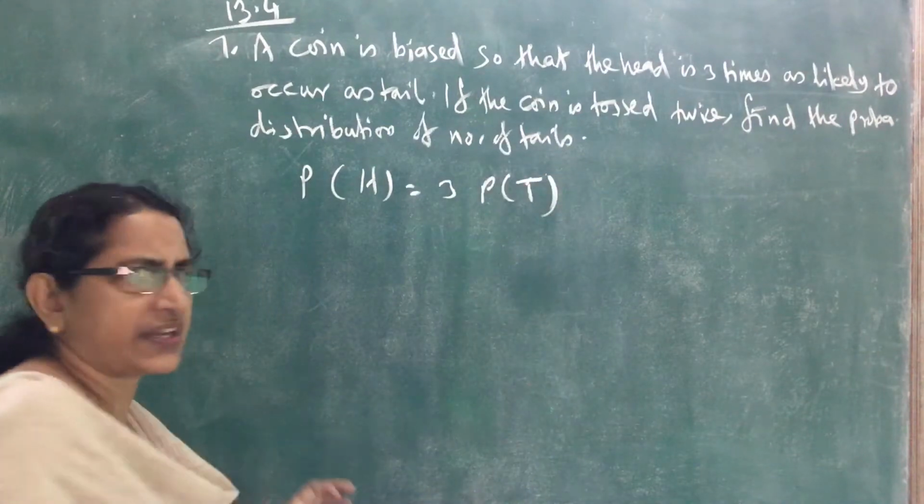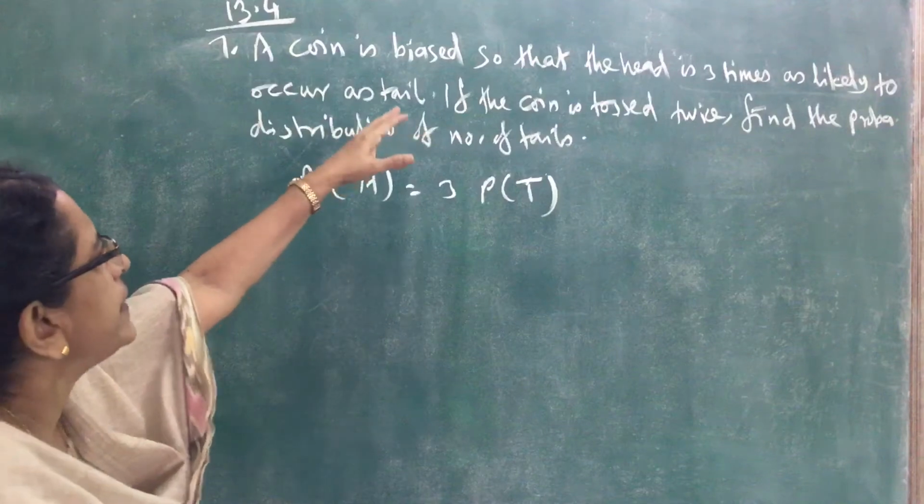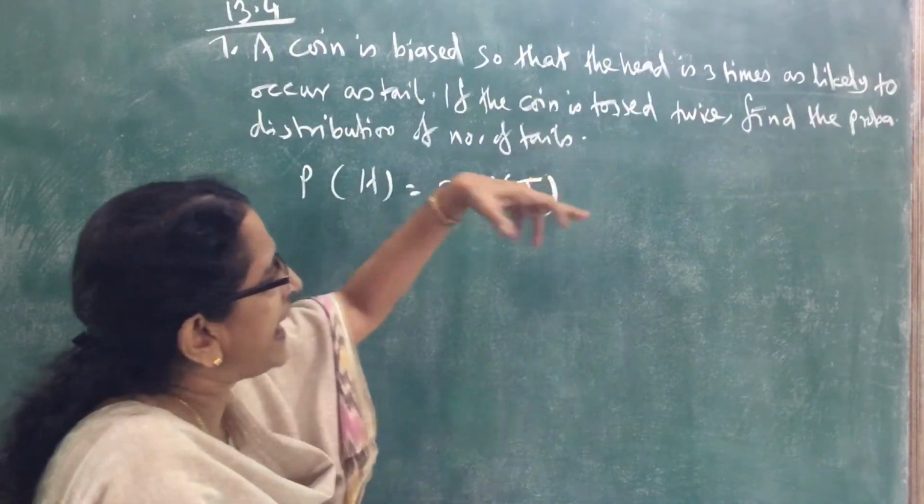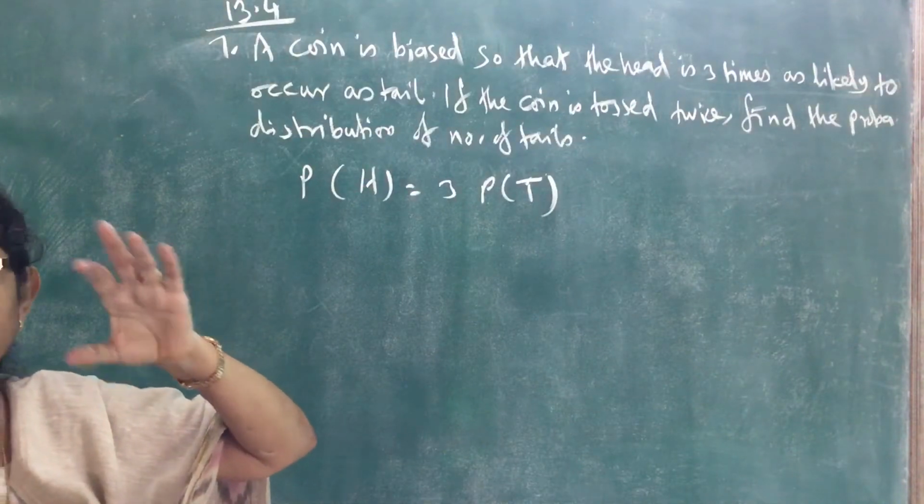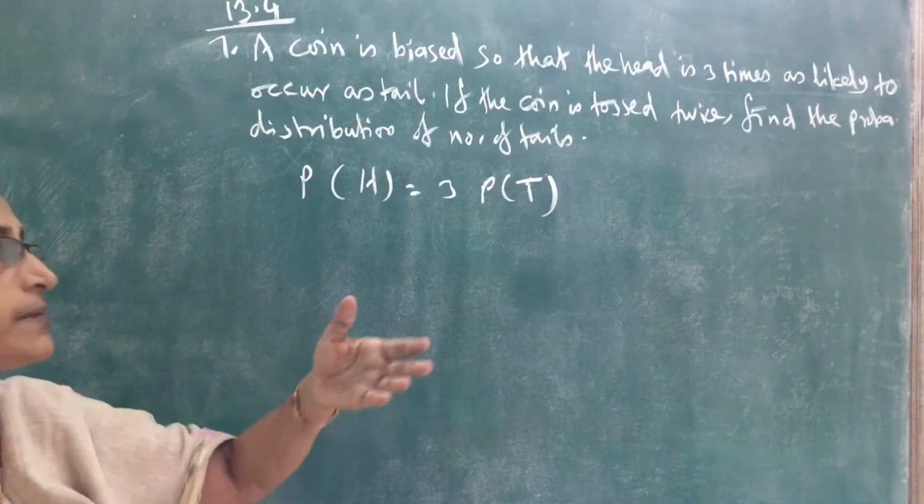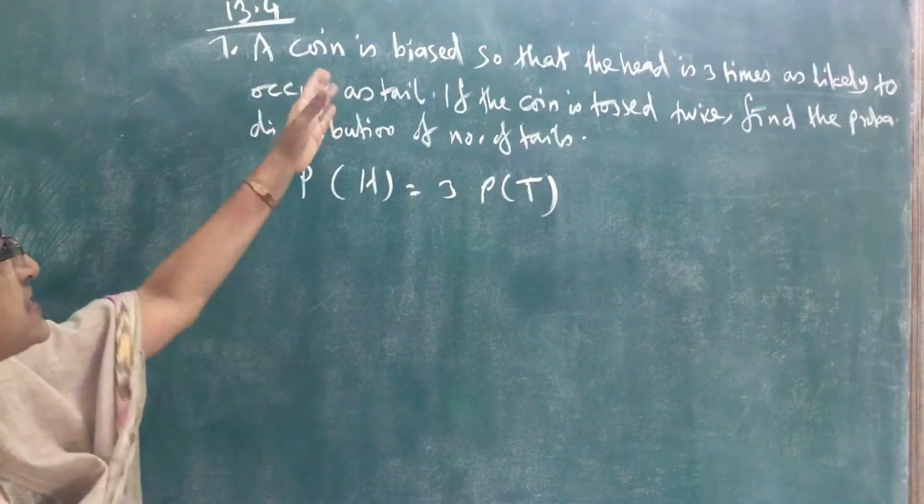So that is what is given. It is a biased coin, and given that the head is 3 times as likely to occur as tail. That means probability of occurring head is 3 times probability of occurring tail. So that is the speciality of this coin.